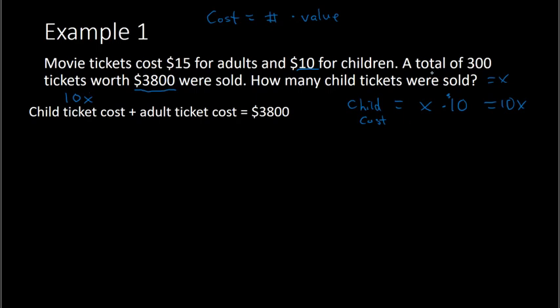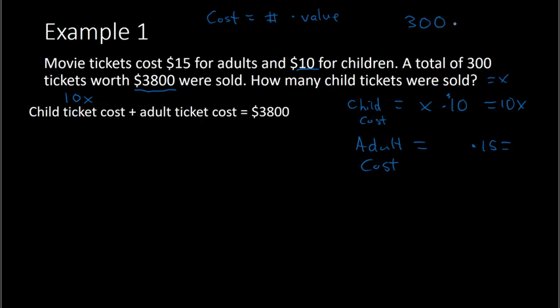And then we have the adult ticket cost. The adult cost is the same idea, where here the value is $15. So it's some number times 15. The question is, what number goes here? Well, we know that a total of 300 tickets were sold. So the total is 300.